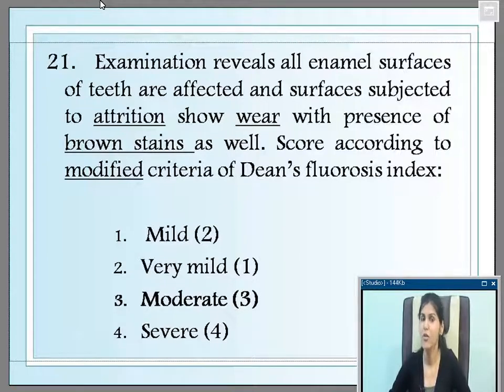Now score according to the modified criteria of Dean's fluorosis index is... The correct answer here is moderate. Okay, now as you can see, they've given you some numbers alongside. What happens is Dean has given some amount of weight to the criteria that he has classified fluorosis into. Like, as you can see, very mild has been given a weight of 1, mild a weight of 2, moderate a weight of 3, and severe a weight of 4. Before very mild, you have something called questionable. That has been given a weight of 0.5.